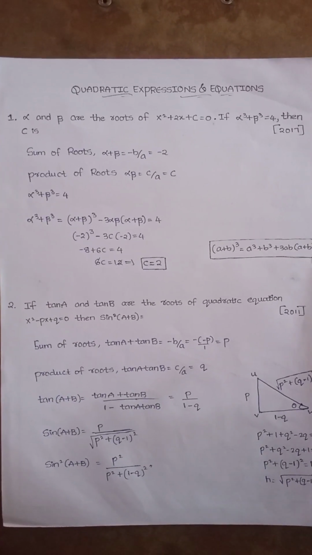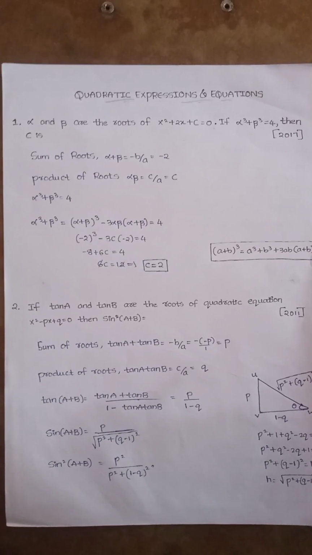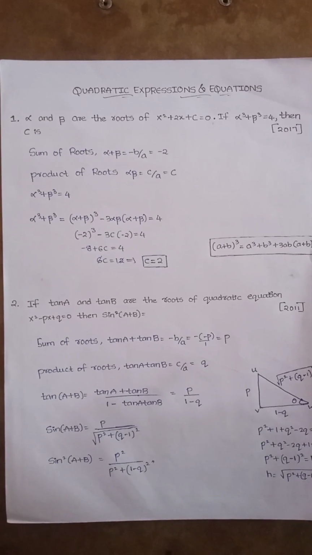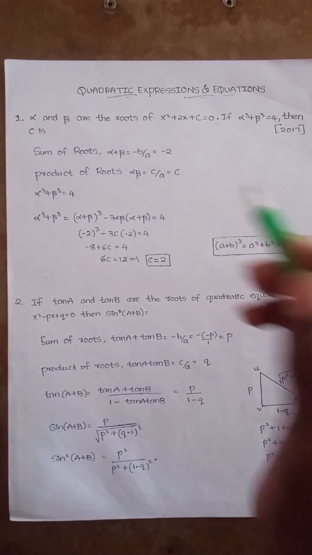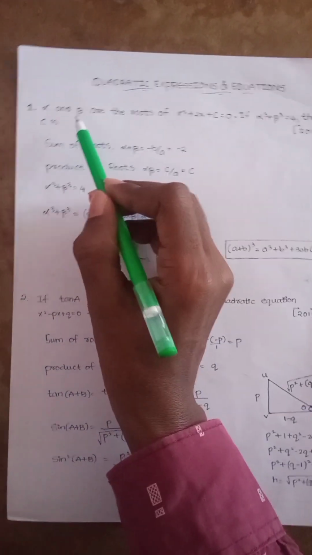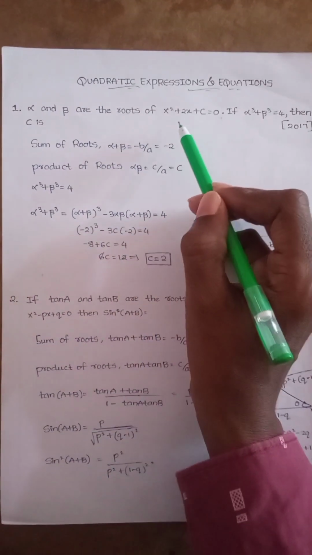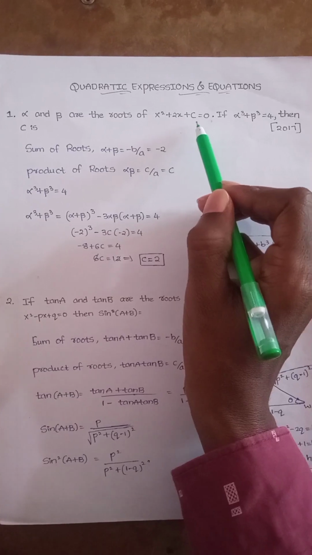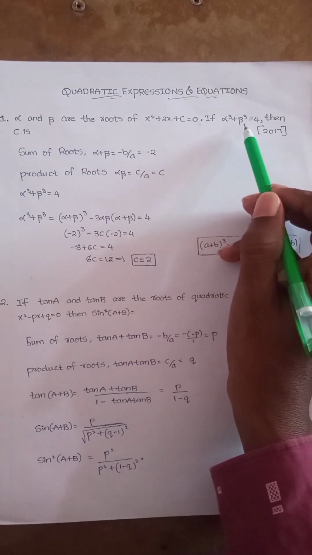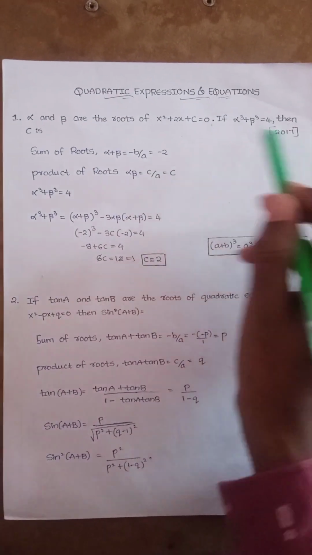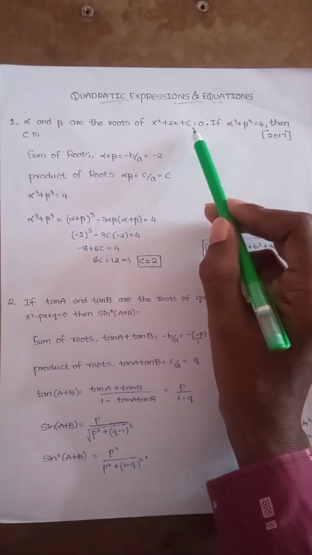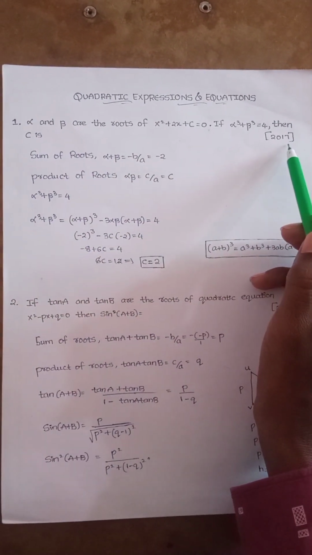In this class, we are going to see previous EAMCET questions from the chapter quadratic expressions and equations. Right? And the first question is, if alpha and beta are the roots of the quadratic equation x square plus 2x plus c equal to 0, and if alpha cube plus beta cube equals 4, then what is the value of c? And it was asked in the year 2017.